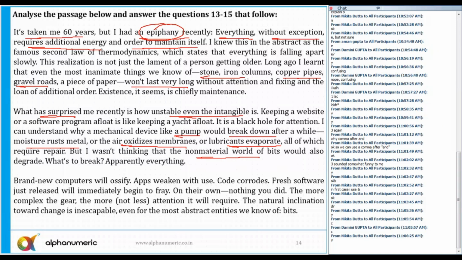That is very surprising. Even non-material things require upgrades. You will have to keep maintaining it. Because you will see brand new computers ossify. You will see apps weaken. Codes will corrode. Fresh software will begin to fray. And all this will happen on its own. Nothing that you did. In fact, the more complex the thing is, the more maintenance it requires.